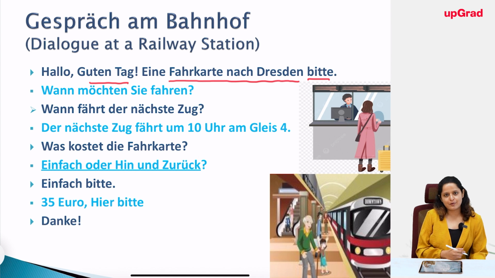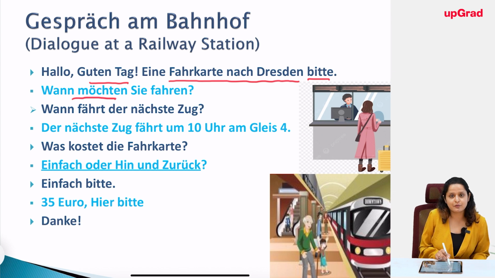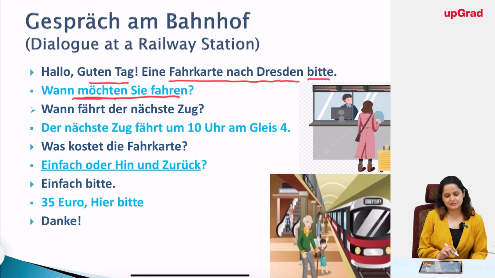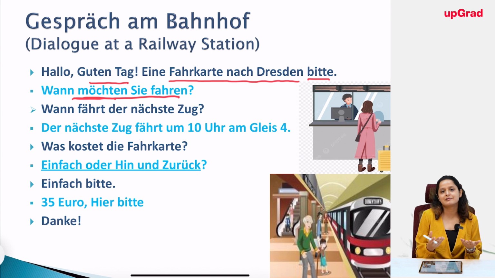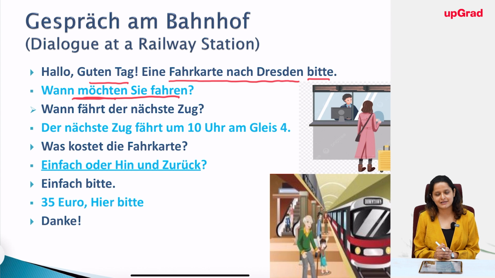You might get a response from the person at the ticket window asking when you would like to go. That is, which train you would like to board. So the question might often be, wann möchten Sie fahren? That is, when would you like to travel? It's not always that you go to a ticket window and buy a ticket for immediate travel. You might also go in for a reservation. So that's the reason they ask you first, wann möchten Sie fahren?